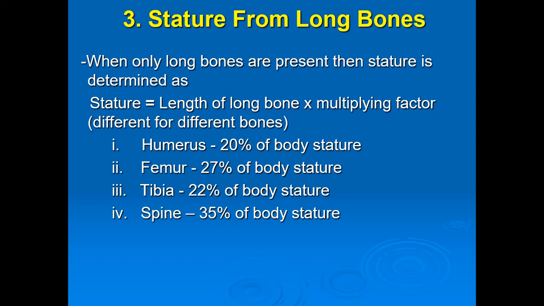Similarly, femur has 27%. Femur is equal to 27% of body stature. So that is the multiplying factor for femur. 22% is for tibia and 35% is for spine. So in this way, if you have either of these long bones like humerus, femur, tibia, spine, you can calculate the stature of that person.